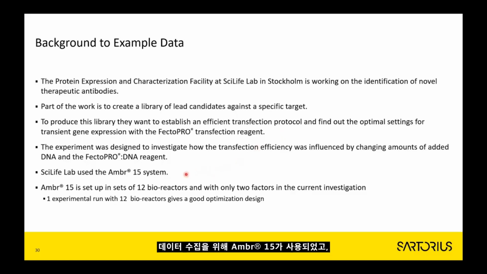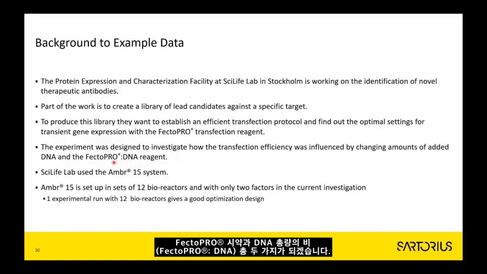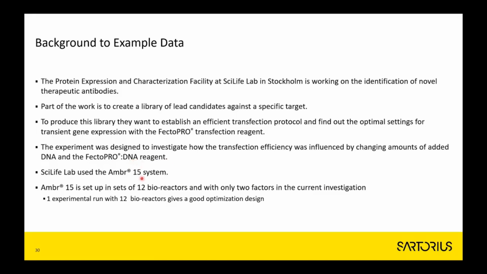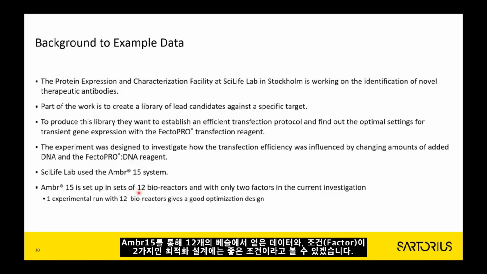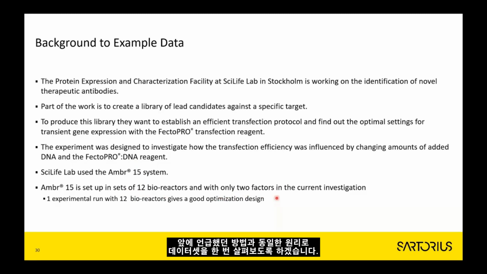And as I said, this experiment was run using Ambr15, and the two factors that they could change were the amount of DNA that was added and also the ratio between this Effector Pro transfection reagent and the amount of DNA. In the Ambr15, they were using 12 bioreactors, and with only two factors, that means that you have a very good optimization design. I will now go through this data set very much in the same way as I just walked through the mission popcorn.